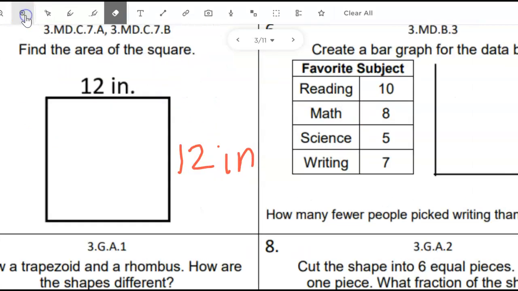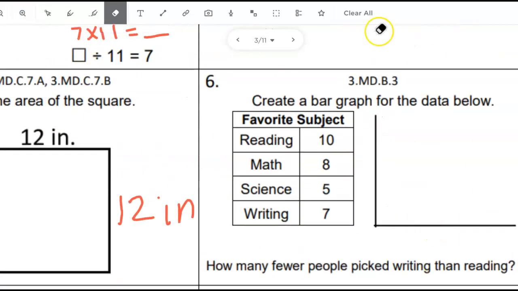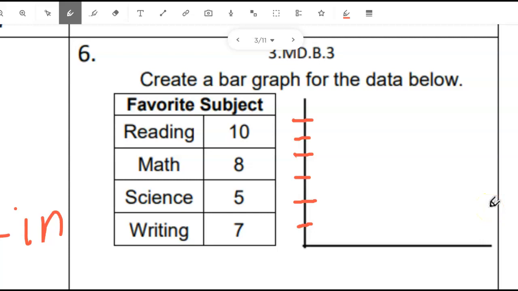Now number 6, we're going to get a little bit closer into. It says create a bar graph for the data below. A bar graph has 2 sides. Remember, we can use a scale to help us draw a bar graph. The first thing I want you to draw, grab a red pen, and we're going to draw lines that are equal distance up the side. I want a total of 6 lines. 1, 2, 3, 4, 5, 6. Go ahead and draw those out now.